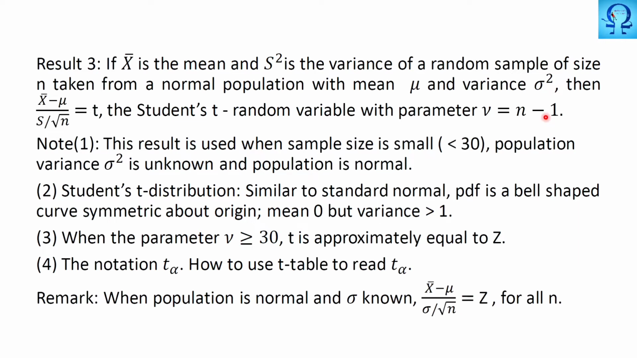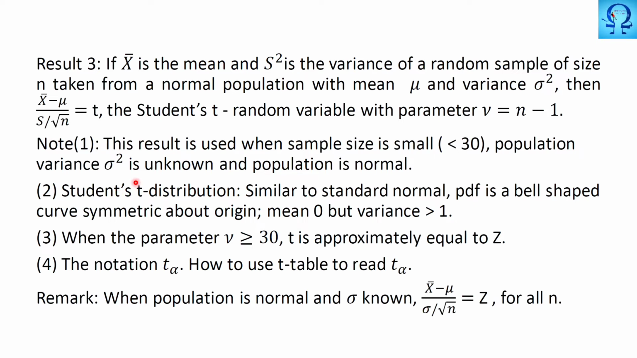Now that we are defining some other random variable, or some other density of a random variable, when are we going to make use of this result? That is, the student's t random variable. This is used when your sample size is smaller than 30. Usually a sample with less than 30 samples is considered to be a small sample. So in this case, population variance is unknown and population is normal.